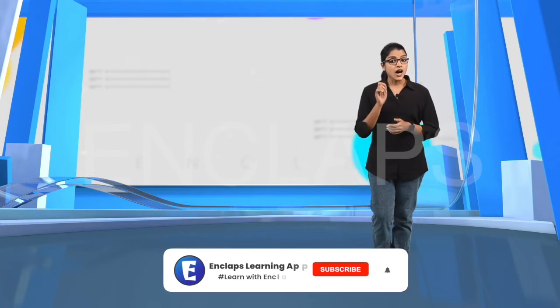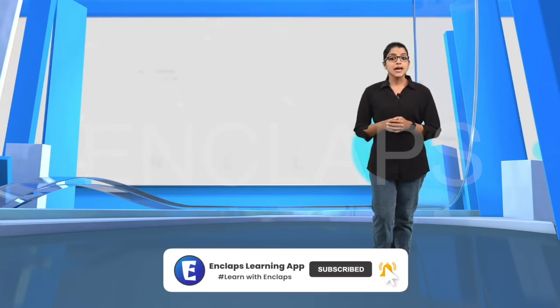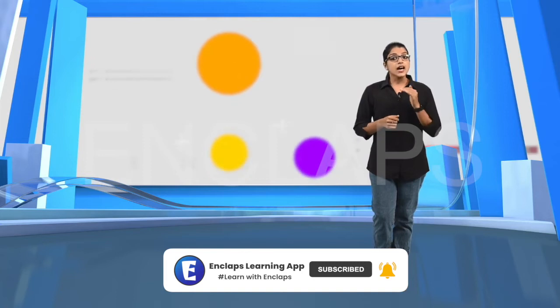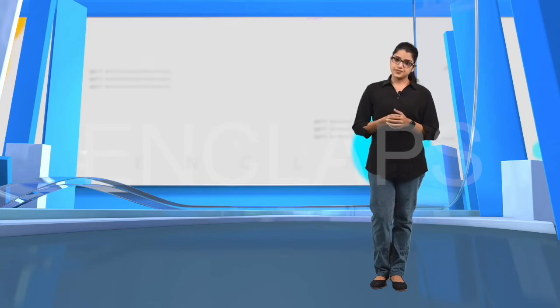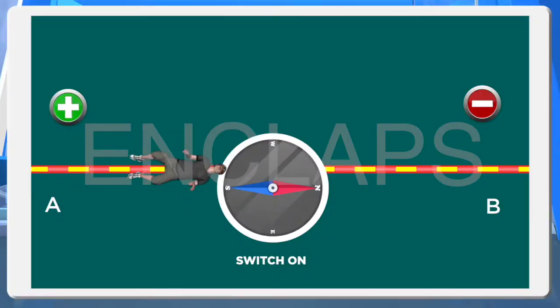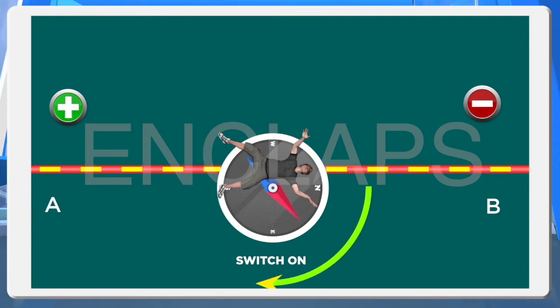Now let's see how the magnetic needle moves by placing the magnetic needle above the wire as the current flows from A to B. Here the current flows from A to B. Because the magnetic needle is placed above the wire, the person swimming from A to B will swim facing upwards. Then the north pole of the needle deflects in the direction of the person's left hand when the switch is turned on.